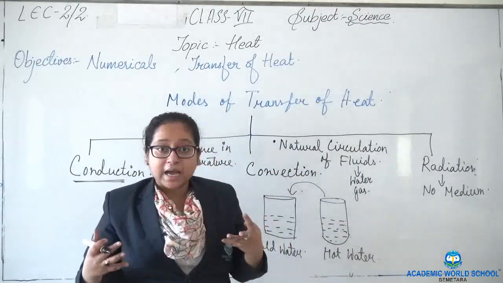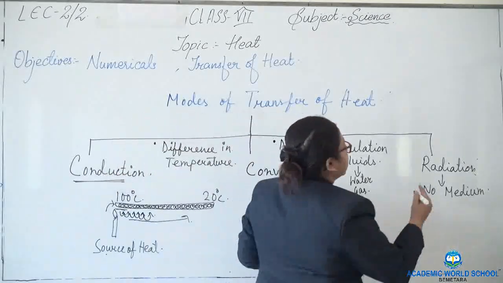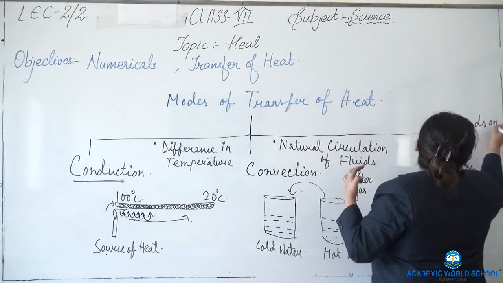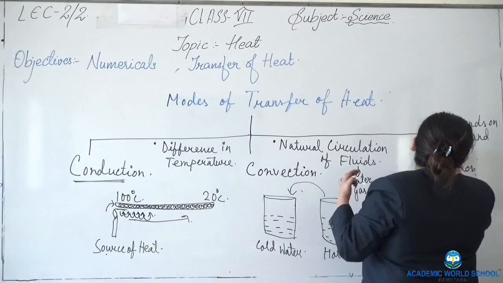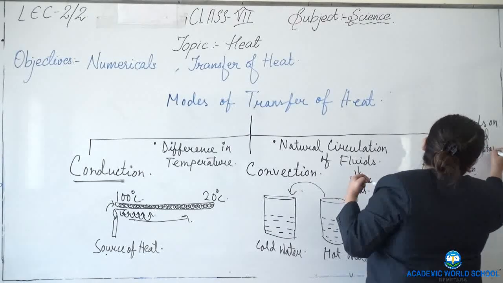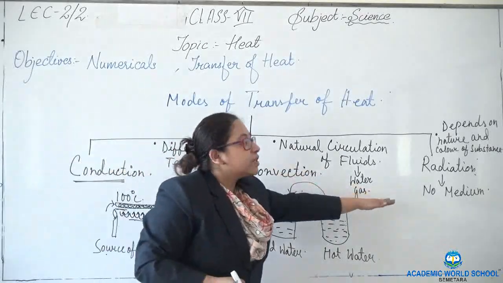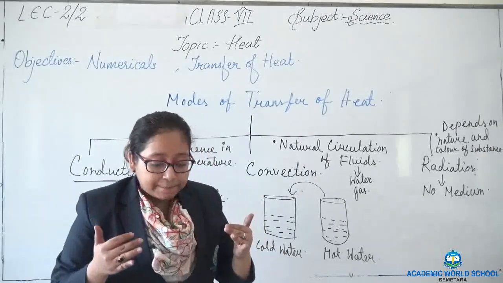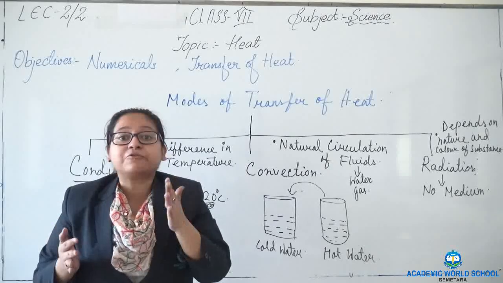Example, how does it happen? It actually depends on the nature of the substance and color of the substance. What does it mean? Radiation requires no medium. Then how does it happen? It happens through electromagnetic waves.